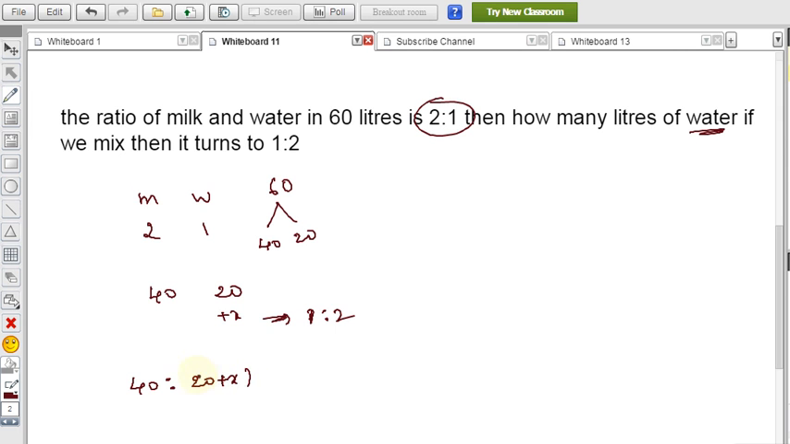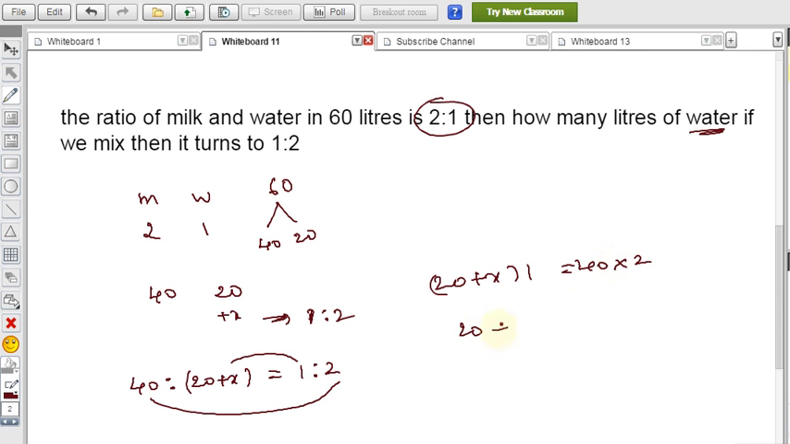40:20 plus x, because only for water I should add, it turns to 1:2. Yeah, means is equal to extremes. 20 plus x into 1 is equal to 40:2. So 20 plus x is 80, then x is equal to 60. So an extra 60 liters of water, if you add it in, will turn it to 1:2. So this is the problem which is related to the mixing of water and milk.